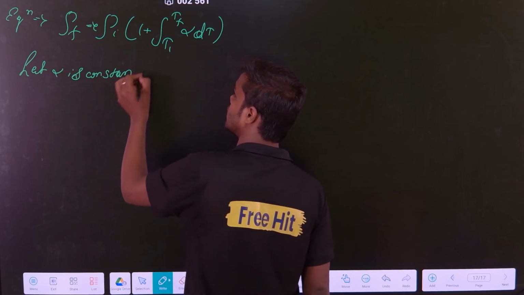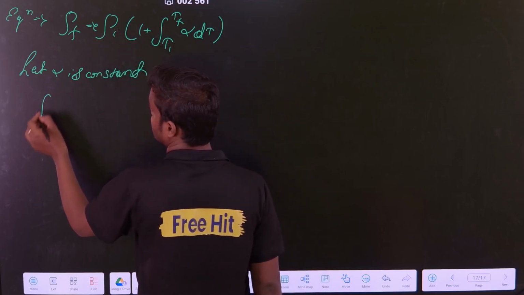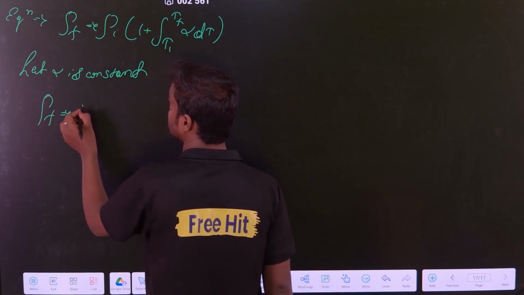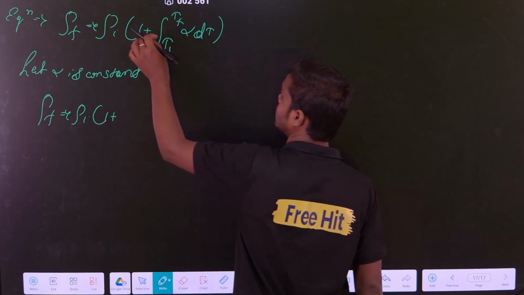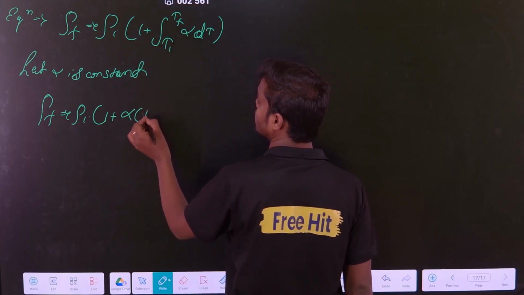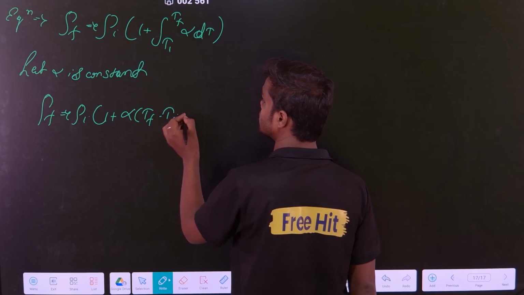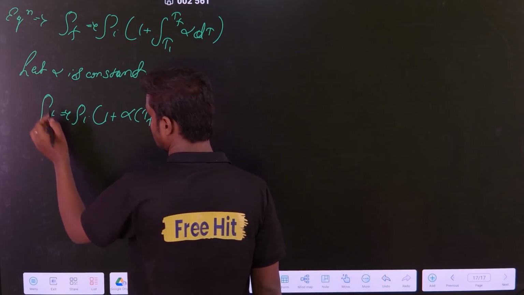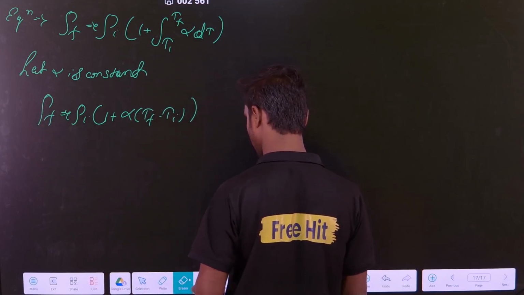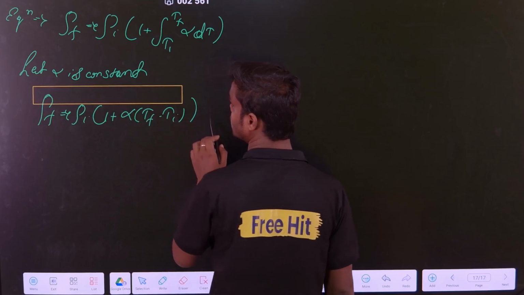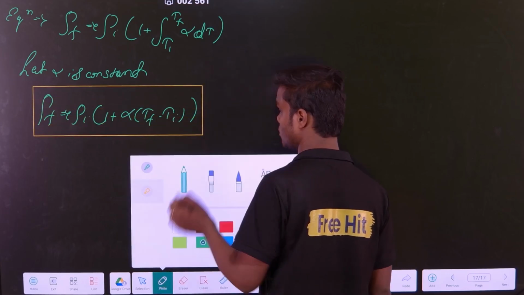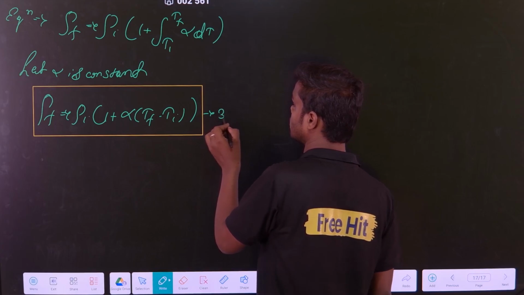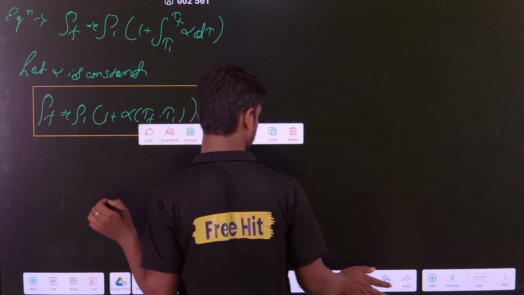If alpha is constant, I can write rho f is equal to rho initial into 1 plus alpha, which I can take outside and integrate, so I will get T final minus T initial. Correct? So this is one more important equation. Just note it down. I will give you the conclusion. That is another most important equation, equation number 3.